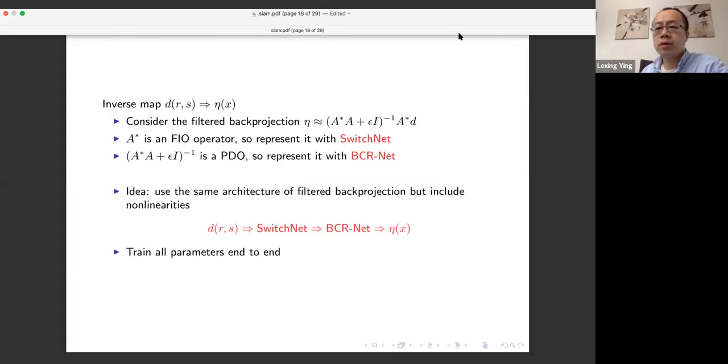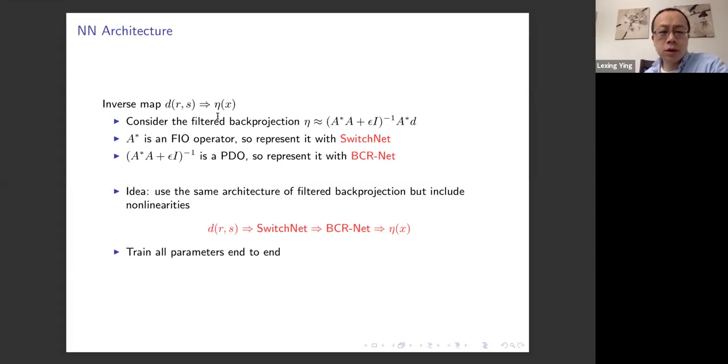Now, how do we go from the forward problem to the inverse problem? The idea is very simple: we use the filtered back projection idea, essentially a regularized inverse. If A is the operator that brings us from eta to D, then eta itself can be solved using the so-called Tikhonov regularization. It applies the adjoint of A, which is A star, to the data D, and then inverts using a regularized inverse of the normal operator.